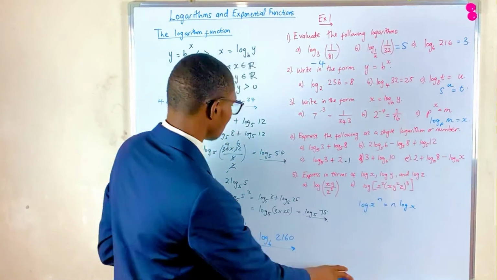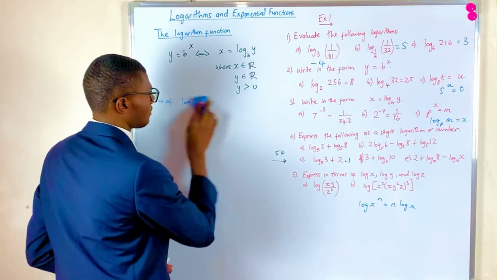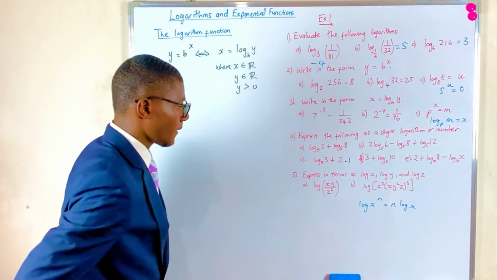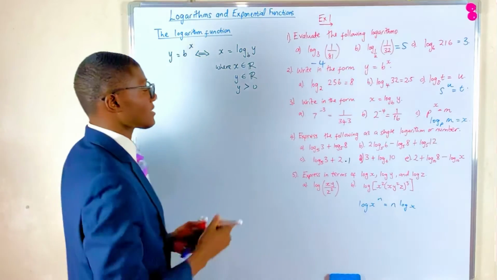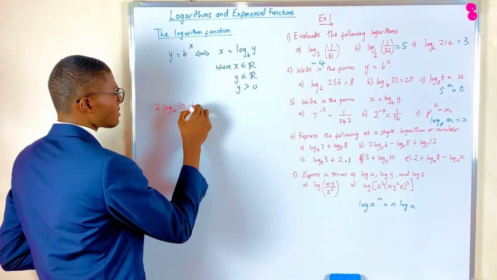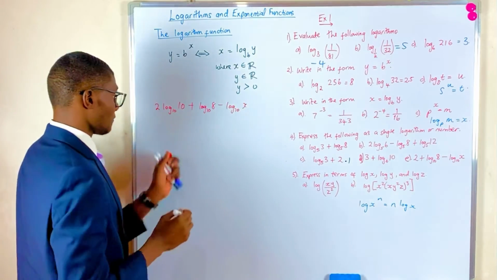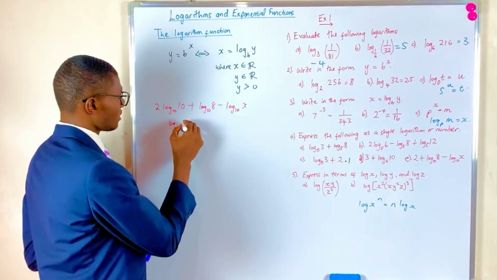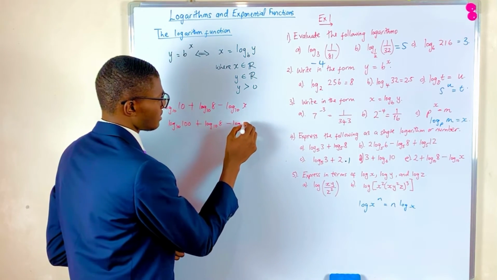Then for part E, I'm going to raise this. So for part E now, we're saying 2 plus log to base 10 of 8 minus log to base 10 of x. This will be 2 log to base 10 of 10 plus log to base 10 of 8 minus log to base 10 of x. So here if we raise this 2, we've got log to base 10 of 10 squared, 10 squared being 100, plus log to base 10 of 8 minus log to base 10 of x.